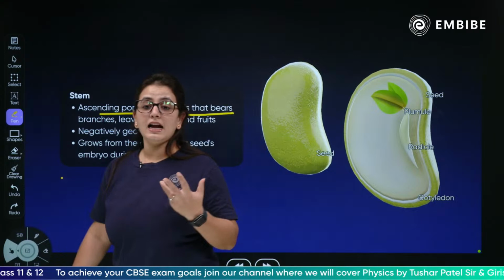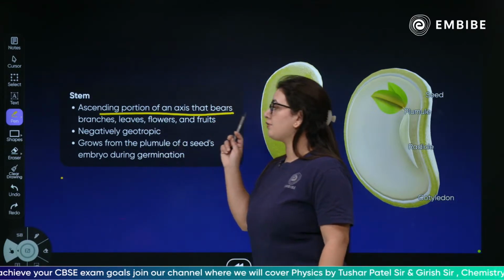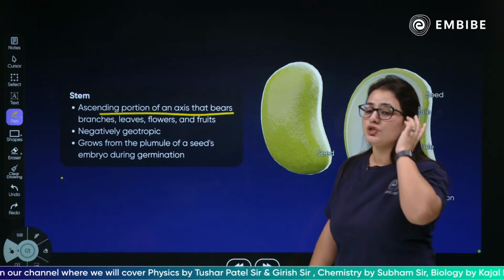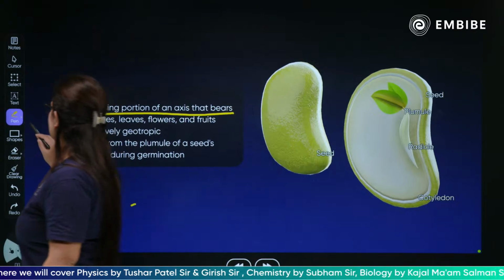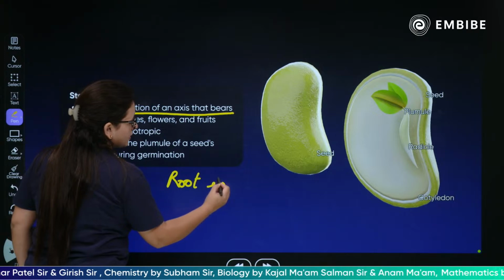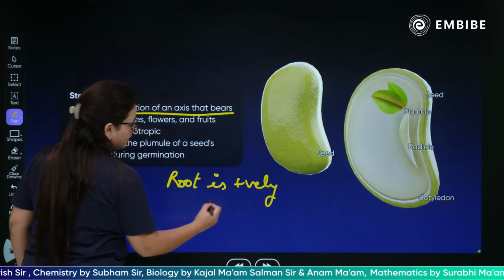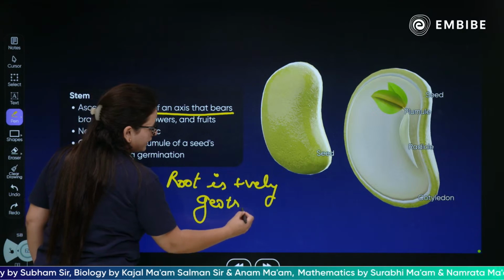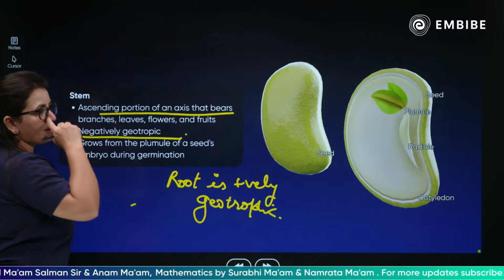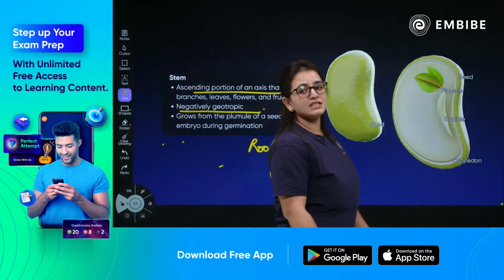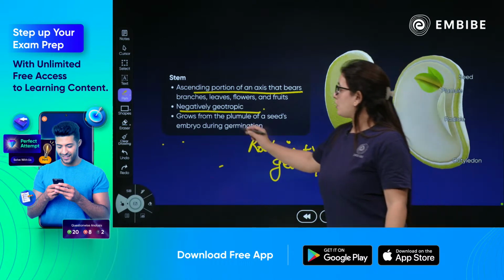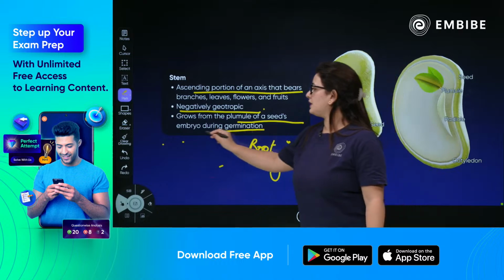The ascending portion of an axis that bears the branches, leaves, flowers, and of course the fruit. The stem is typically negatively geotropic, while your root, since your root is positively geotropic, your stem has to be negatively geotropic. Why? Because the stem always grows against gravity, and that is why we call it negatively geotropic. It grows from the plumule of a seed's embryo during germination.